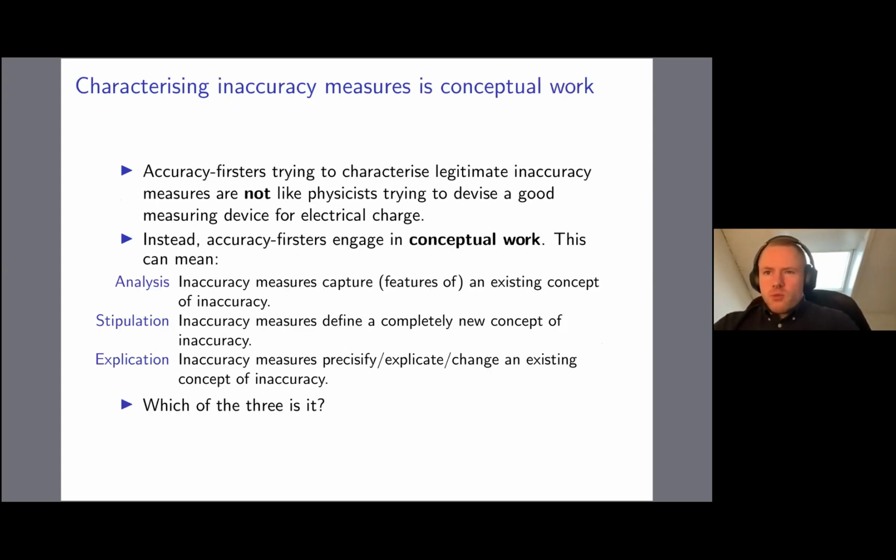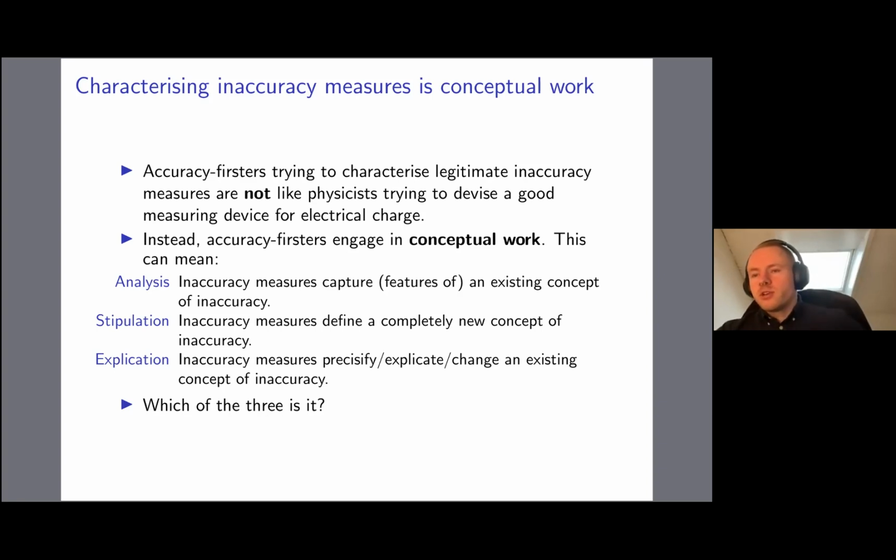There's one thing I want to get out of the way, namely that accuracy firsters who are trying to characterize inaccuracy measures are not like physicists trying to devise a good measuring device for electrical charge or whatnot, right? So that's not what's going on. Instead, what they do is they engage in conceptual work. This is a presupposition, an important one. I won't argue for it in any way, because I think it's rather obvious, and I haven't met anyone who has denied this. But if you have worries about this presupposition, then please let me know in the Q&A.